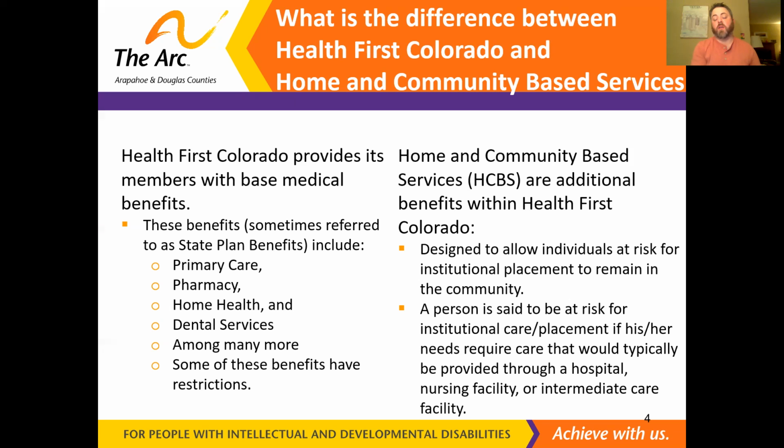Then if your son or daughter has an intellectual disability, they might be eligible for what we call home and community-based services, or waivers, which are designed to allow individuals at risk for institutional placements. There aren't any institutions here in the state of Colorado for children. We did that years ago, but they're still at risk. It's an archaic term, but we still use it.